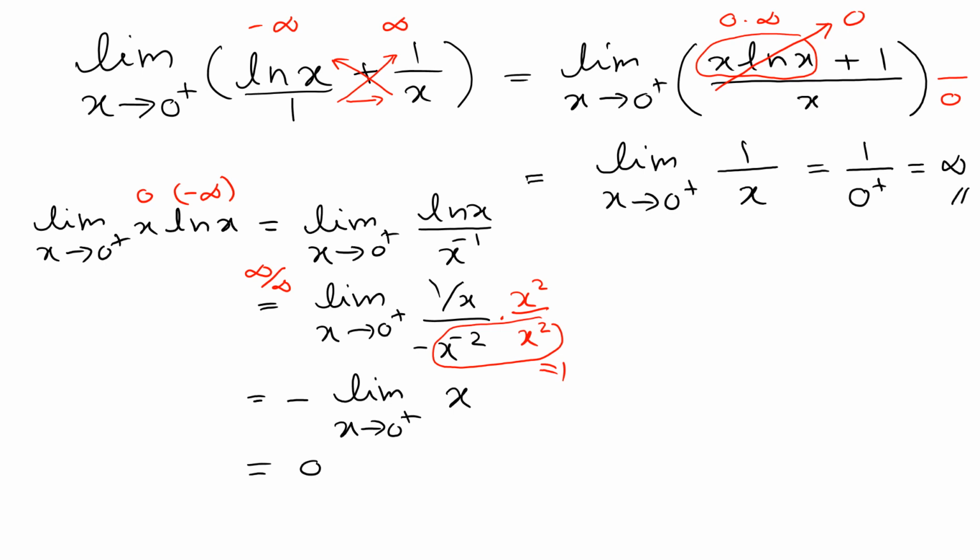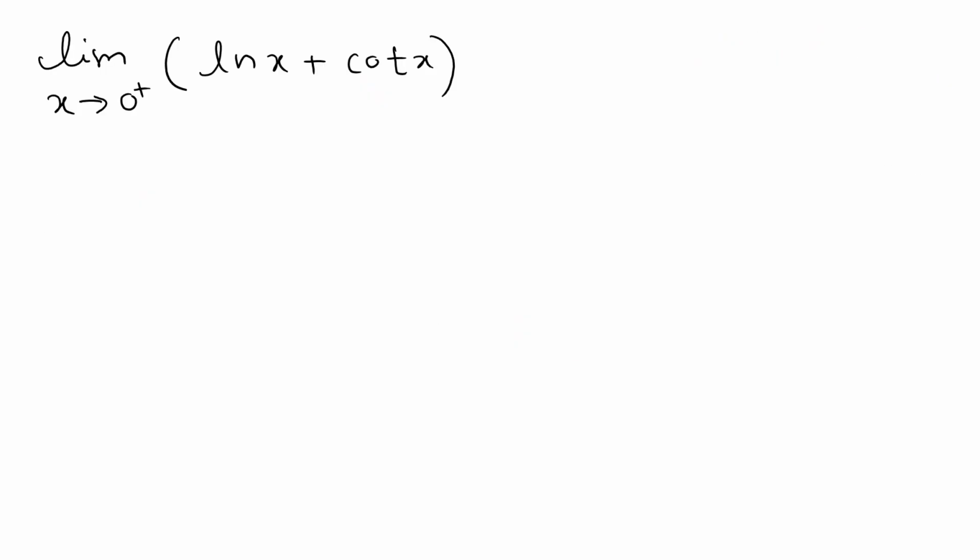So it's very interesting. It doesn't look like a Bernoulli problem at the beginning, but when you do the algebra, when you do the math, you end up with positive infinity. Let's look at another one just to see how things can go. Let's say we have the limit as x goes to 0 plus of ln x plus cotan x. So ln x is the troublemaker here.